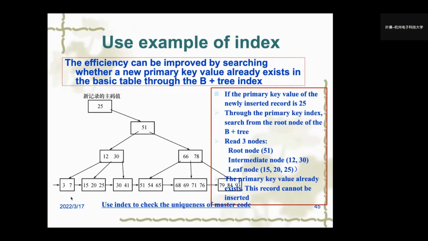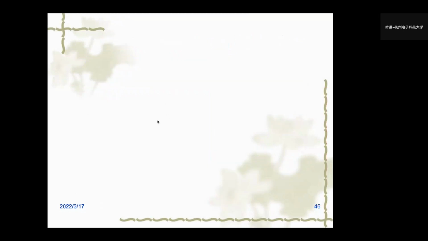We read three nodes. First is the root node, and then the intermediate node, which has 12 and 30 here. This is the root node, this is the intermediate node, and this is the leaf node. Here we can see that the primary key value already exists, so this record cannot be inserted. So here we use the index to check the uniqueness of the primary key.